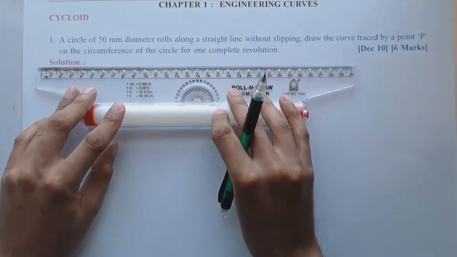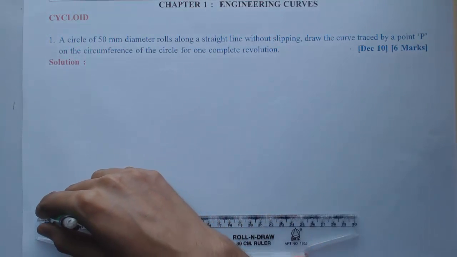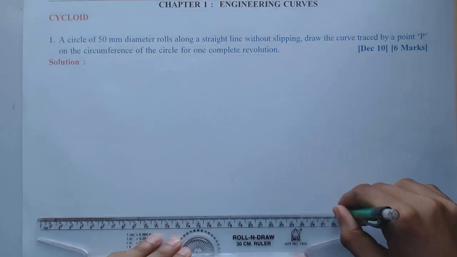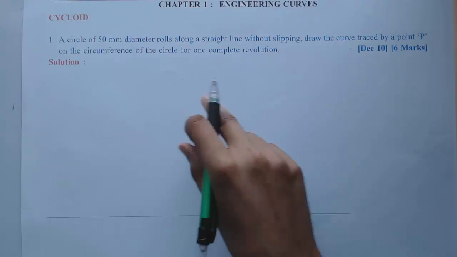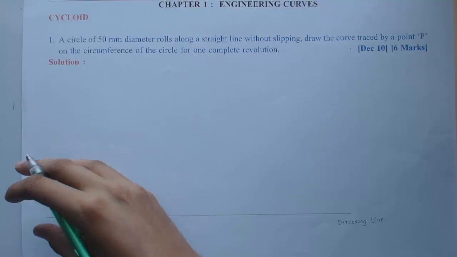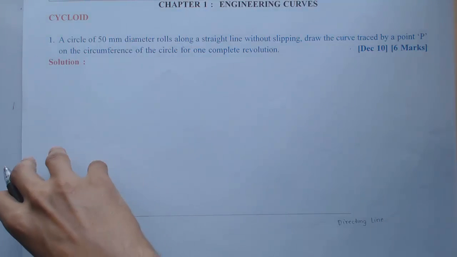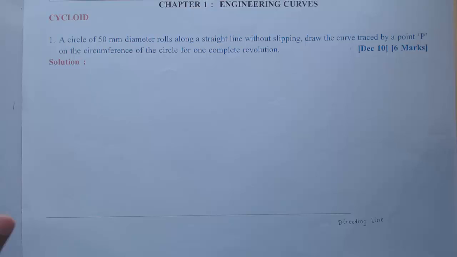So we'll first draw a horizontal line along which that circle is going to roll. Obviously it should be at the bottom, because the circle will be rolling above and the curve will also be generated above this line. So this line is called the directing line. And we are assuming that the circle is going to roll towards the right. So the initial position of the circle should be on the left hand side. So nothing will come on the left hand side of the circle. So I'll start drawing the circle on the extreme left.